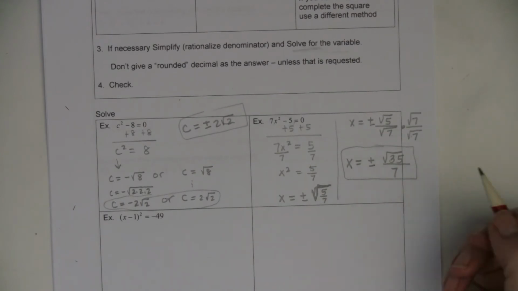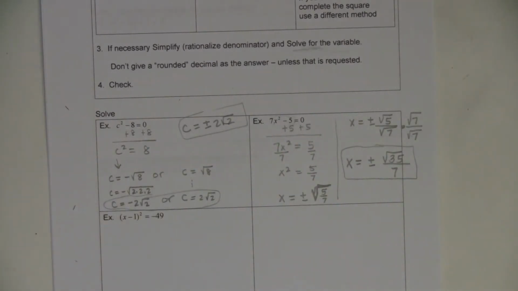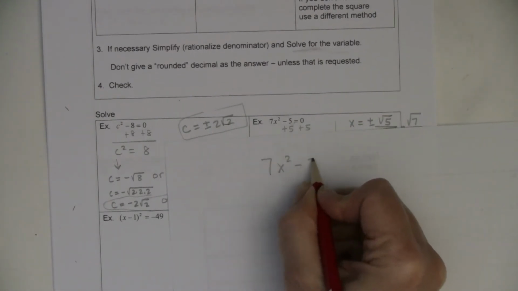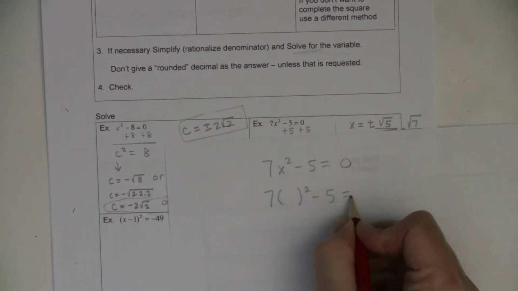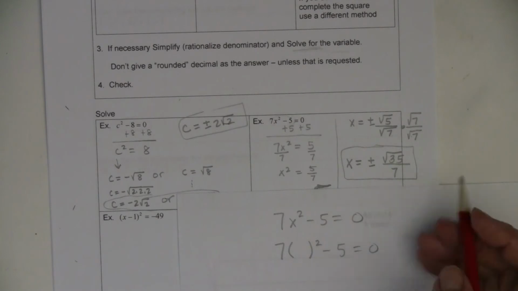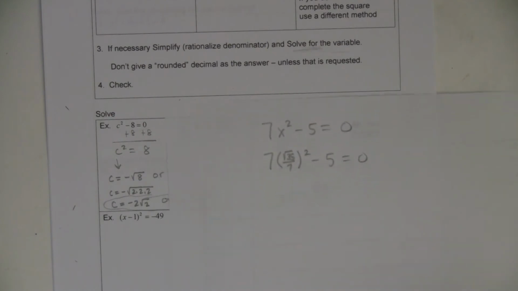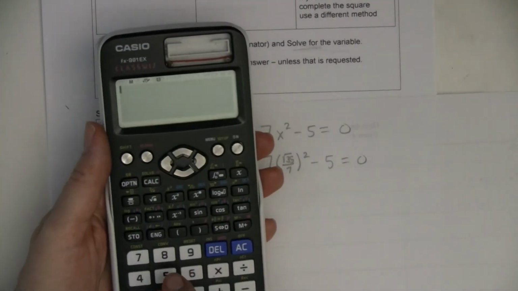Okay, and then you could check your answer. You could plug it right in here, right? And make sure that it works. And so I think I will do that. I know that I don't have room, so I'm going to have to get here. 7x squared minus 5 equals 0. 7 parentheses here squared minus 5 equals 0. And my answer was either positive square root of 35 over 7. So I'm going to put in here positive square root of 35 over 7. And you could simplify it yourself if you like, or you can put it in your calculator. Either way, it doesn't matter to me. And so I'm going to put it in my calculator.